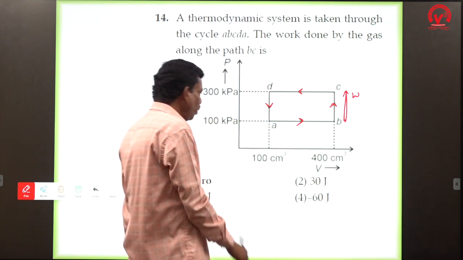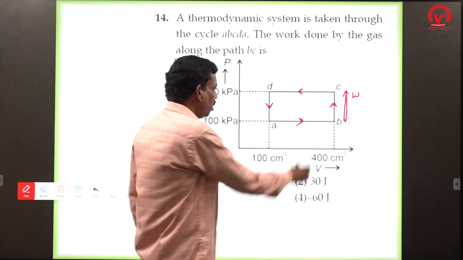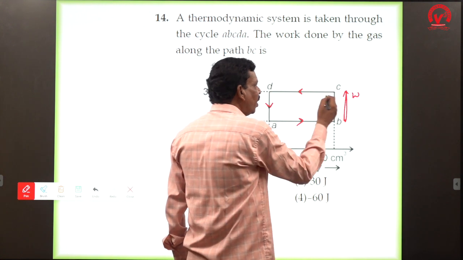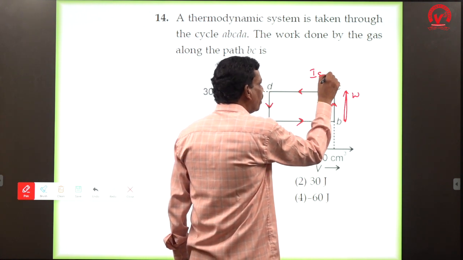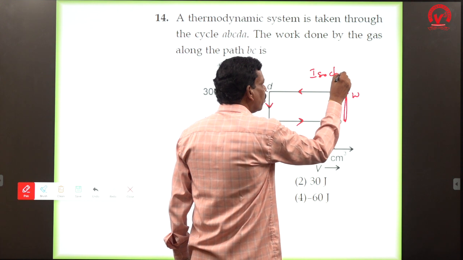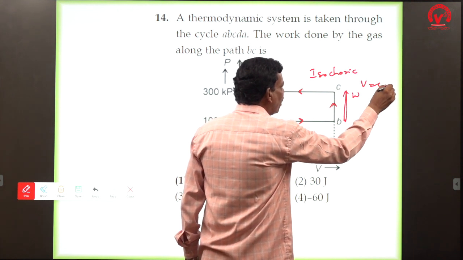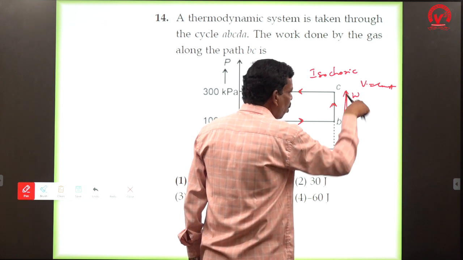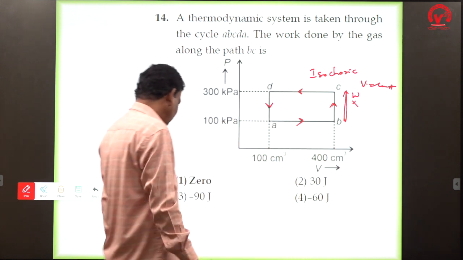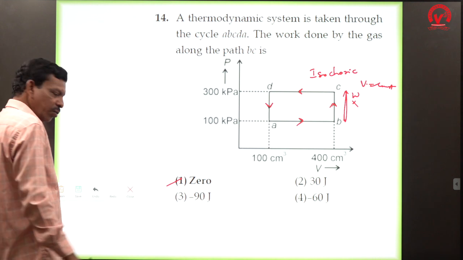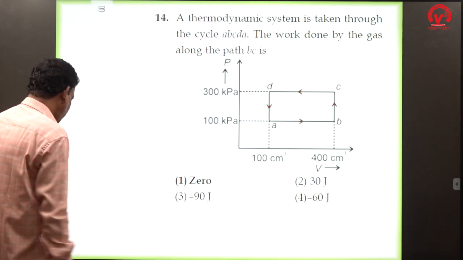Here, we observe in the PV curve, this path is what? Isochoric. In isochoric, volume is constant, so there is no work done. That work done is 0. So first option is correct.